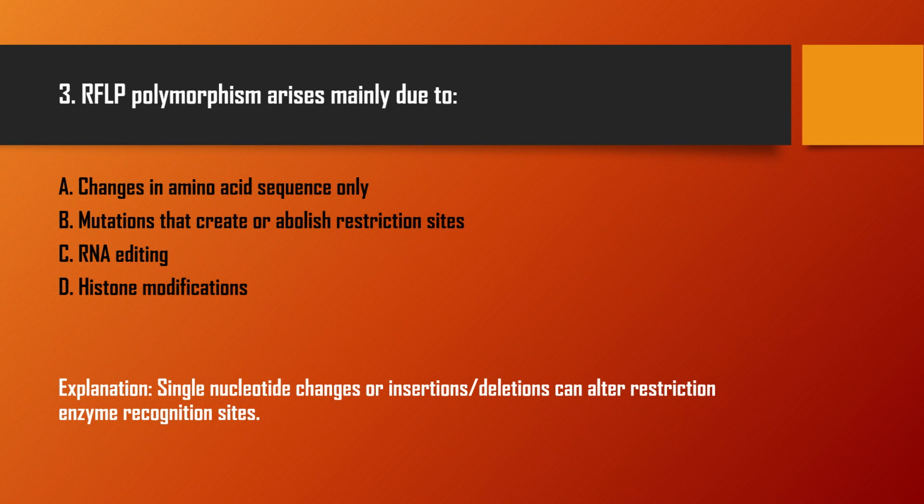If a mutation creates a new restriction site, the DNA is cut into smaller fragments. If it removes an existing restriction site, larger fragments are produced. These differences in fragment length are the basis of RFLP analysis and are used to identify genetic variations among individuals. So the correct answer is mutations that create or abolish restriction sites.